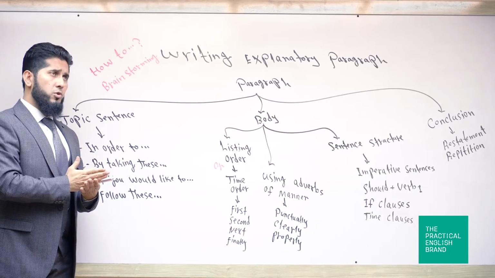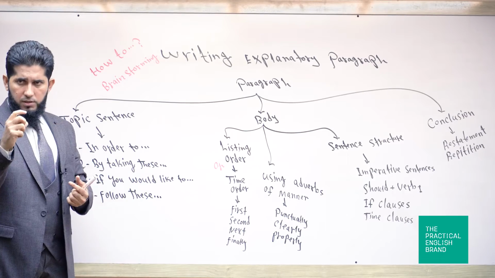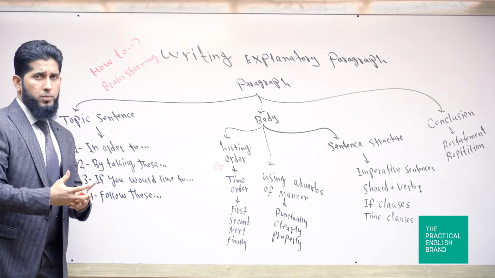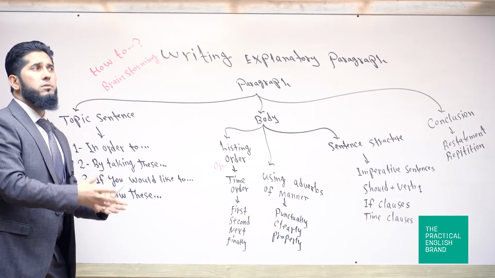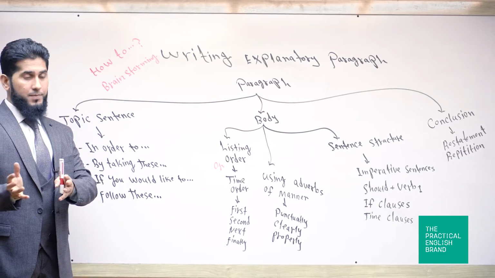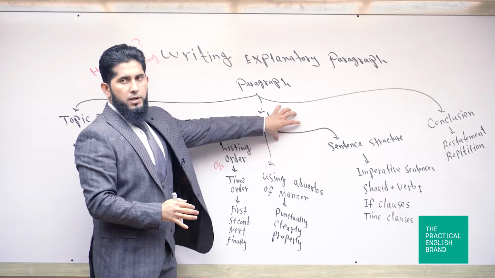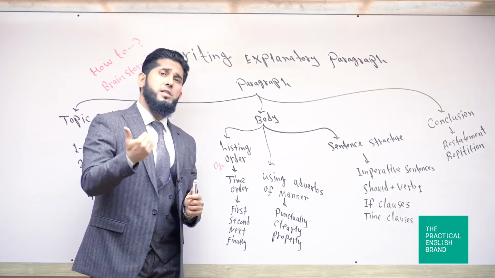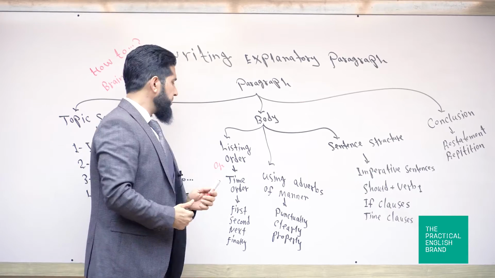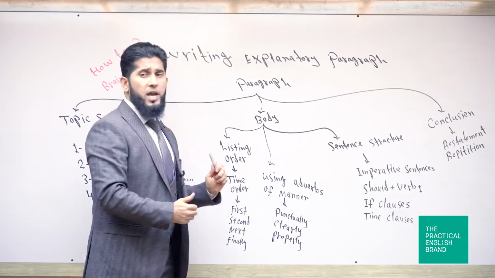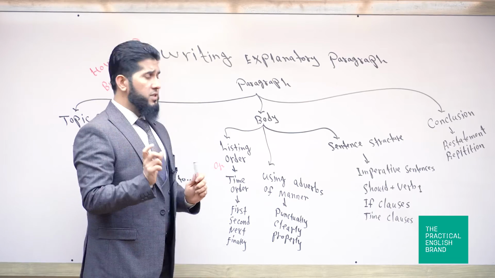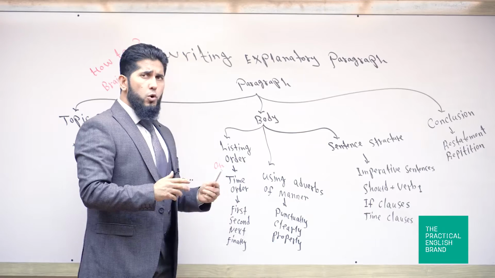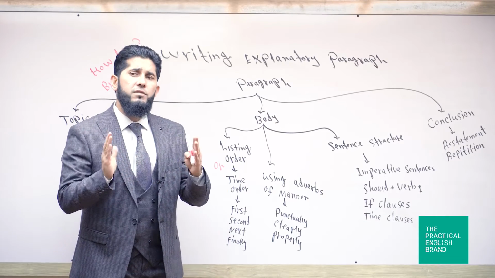Now, as soon as the readers read your topic sentence, they know that you will be discussing some steps in the body of your paragraph about how to do something. Okay? So once you go to the body of your paragraph, what kind of order, what kind of transitional signals do you need over here? Listing order or time order. What's the difference between listing order and time order? Listing order, you do not need a specific order.